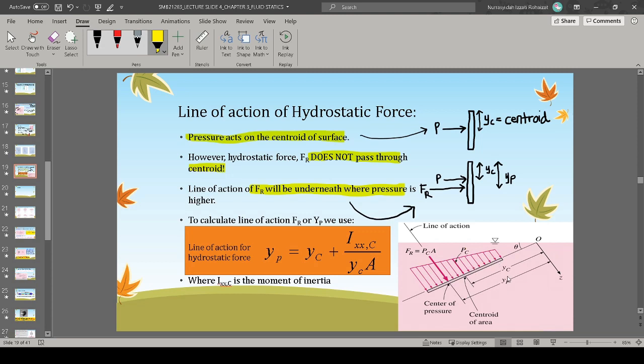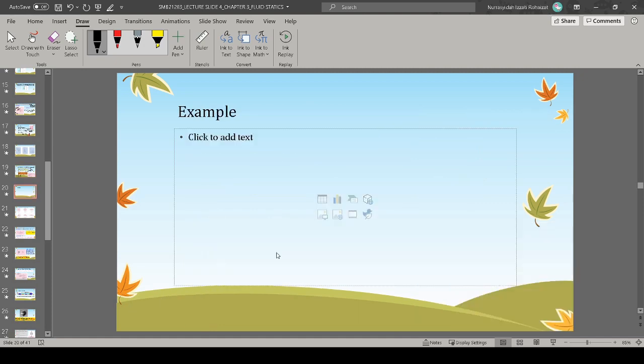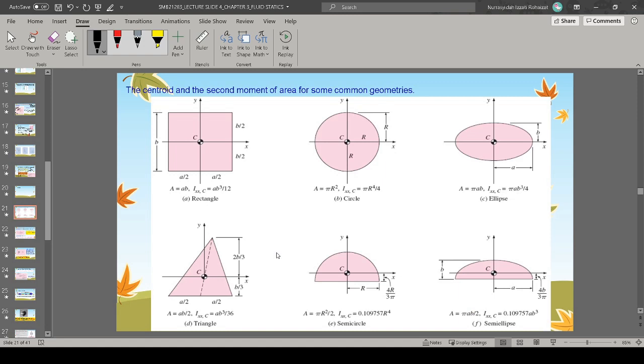So do not get confused by YC and YP. YC is the centroid of your object. Whatever your object shape will be, either it's a circle, square, any shape, your centroid will be different in these shapes. So depending on the shape, your moment of inertia will be different too. That will affect your YP and YC. Okay, so this is how you calculate the moment of inertia.